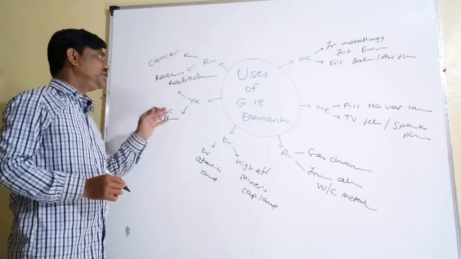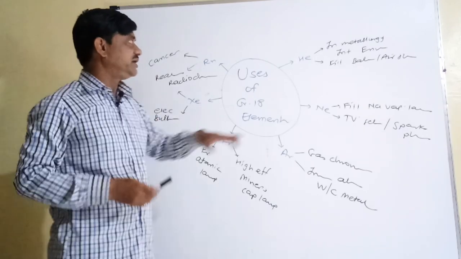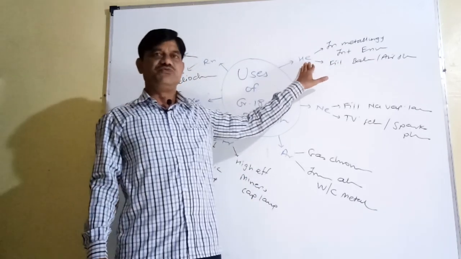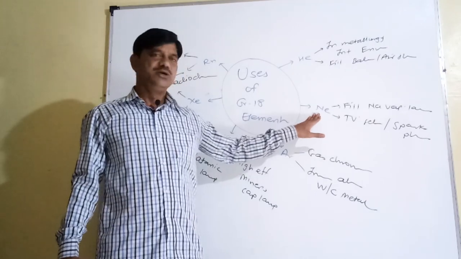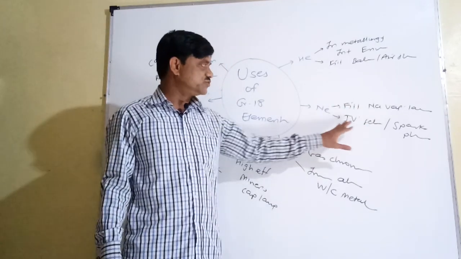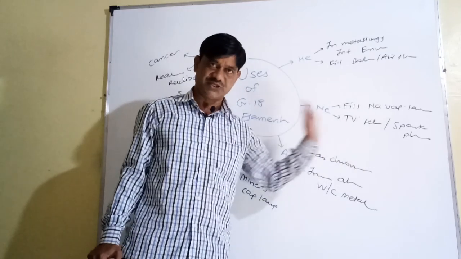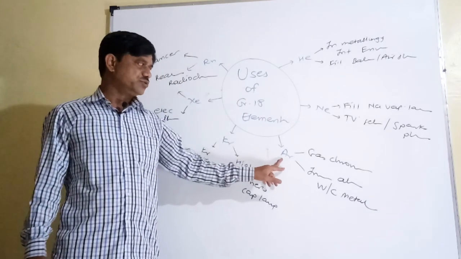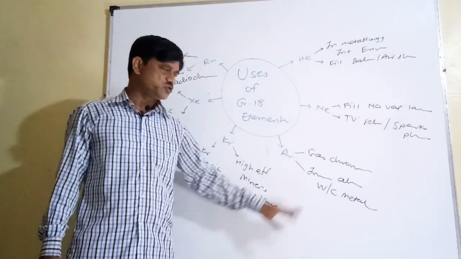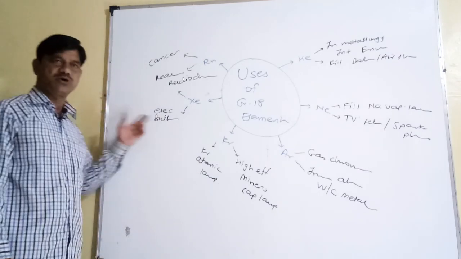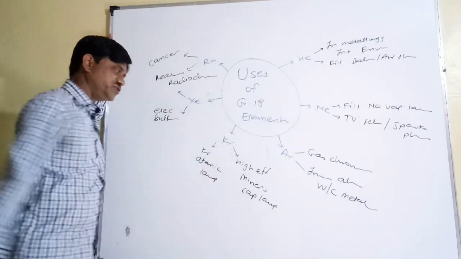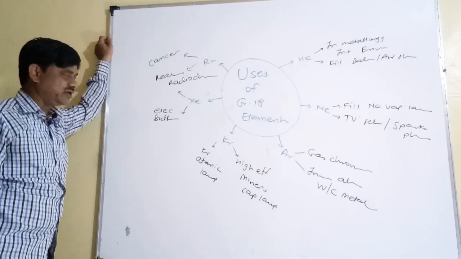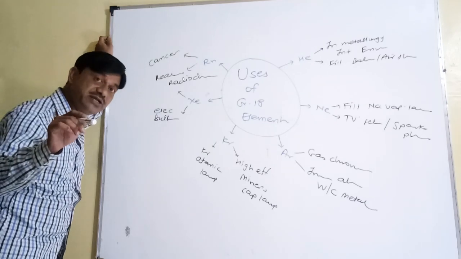So try to remember the important uses of group 18 elements. Helium is used to provide an inert environment in metallurgy, and in addition to that, to fill balloons and airships. What about neon? To fill sodium vapor lamps. It is also useful in television sets, spark plugs, voltage stabilizers, etc. Argon is used in gas chromatography. It is also used to provide an inert atmosphere in welding and cutting of metals. In the case of krypton, it is useful in high efficiency miner's cap lamps. Krypton is also useful in krypton atomic lamps, and in addition to that, it is useful in signals.